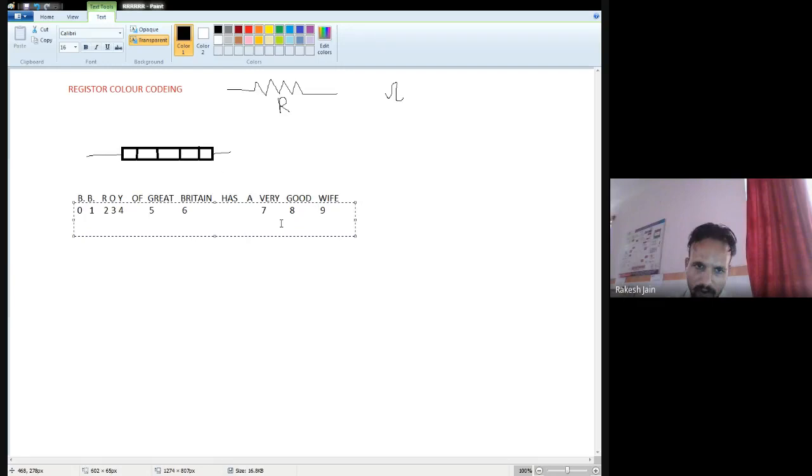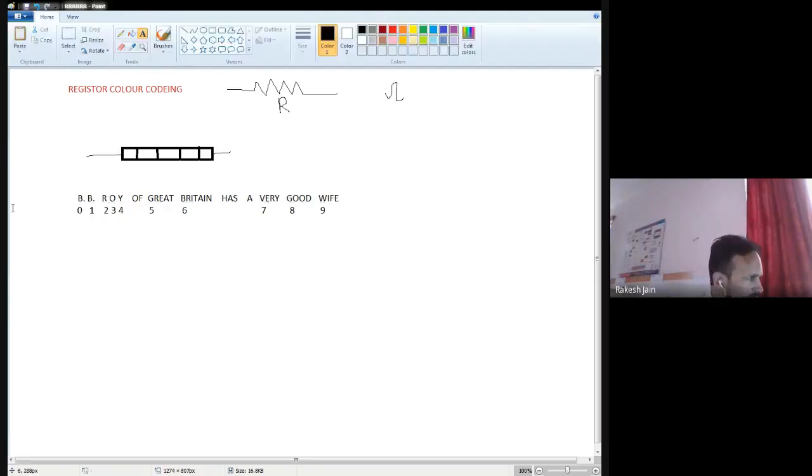What is the standard format of a resistance using the color coding method? The standard format is B.B. Roy of Great Britain has a very good wife. Now, what is the numbering for those formats? First B stands for 0, then second B for 1, then R for 2, O for 3, Y for 4, then Great G for 5, Britain B for 6, then has a very, so V for 7, then good G for 8, then W for 9.